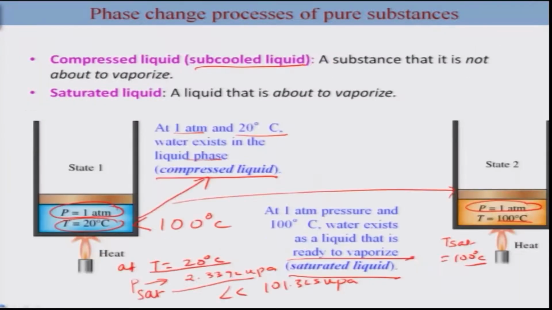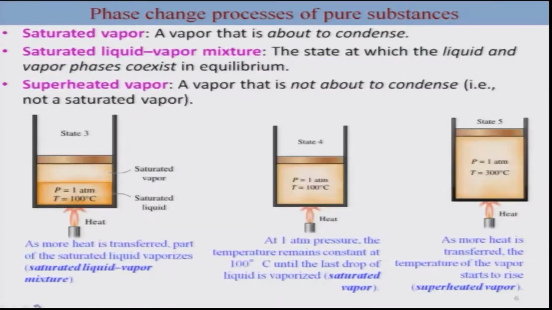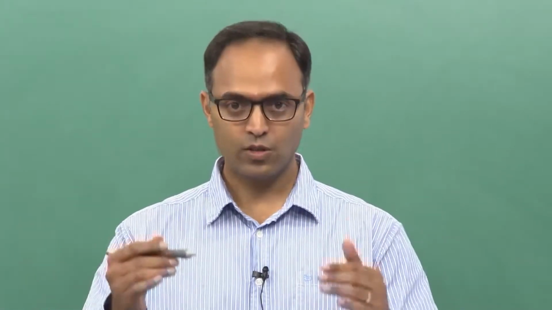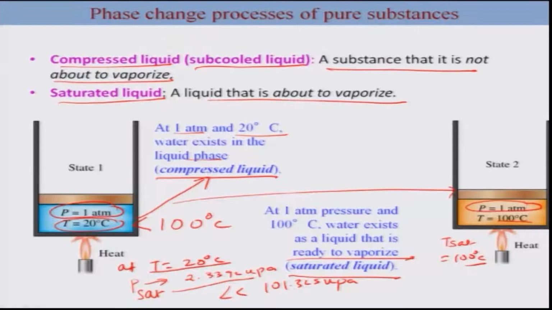So let me again summarize here. Compressed liquid is a substance that is not about to vaporize. Saturated liquid would be a liquid that is about to vaporize. Okay, what about saturated vapor? A vapor that is about to condense. So instead of taking liquid, if you have taken vapor and you change the variables, temperature and pressure, such that it is about to condense, then it will be a saturated vapor. So we will talk about this more illustratively.